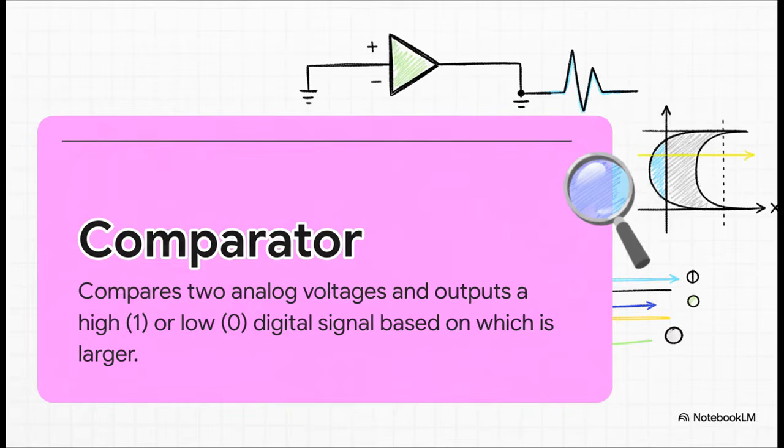Its job is incredibly simple, but it's also crucial. It just looks at two different voltages, and if one is higher than the other, its output snaps to high. If it's lower, it snaps to low. That's it. There's no in-between, no maybe. It is a decisive all-or-nothing kind of switch.